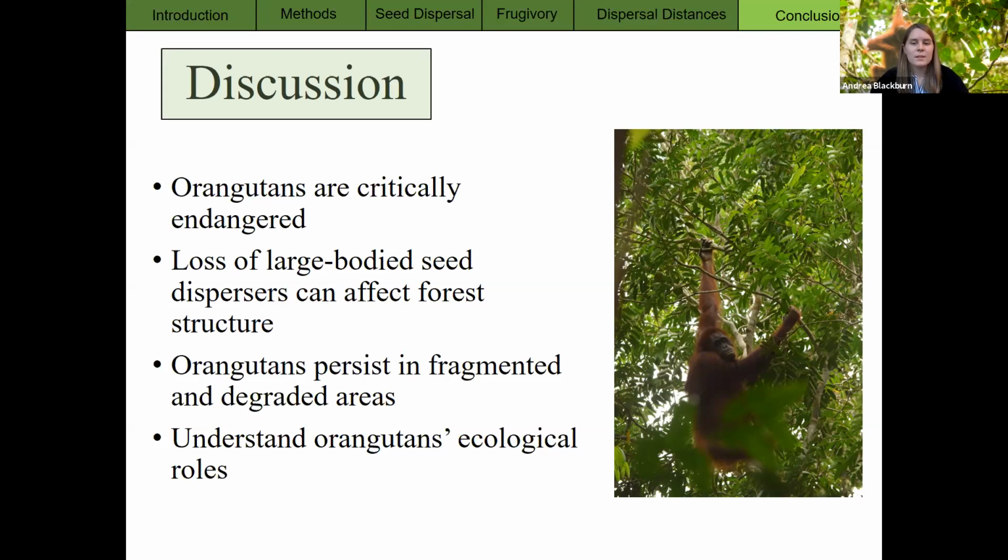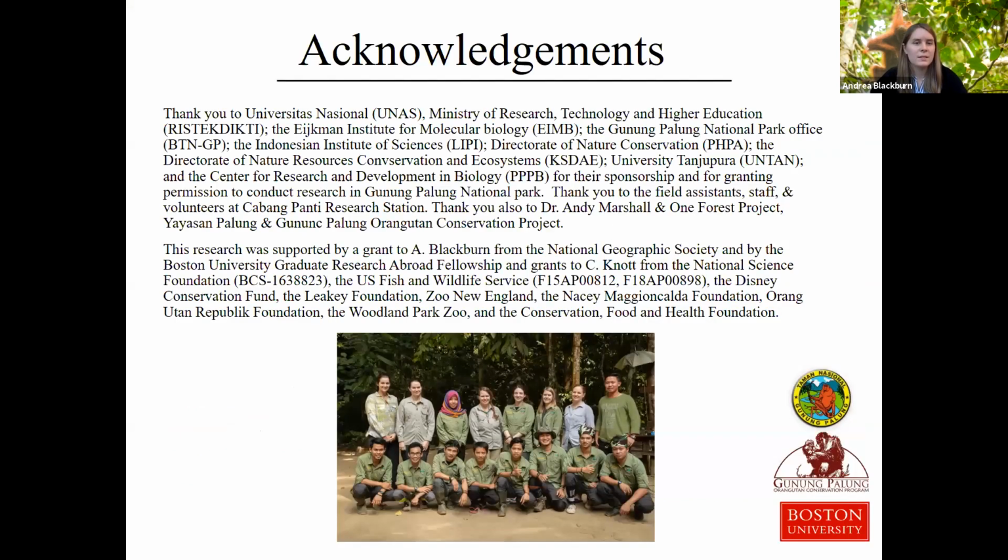It's important to identify orangutans' ecological roles, which would help us to understand the redundancy of their seed dispersal roles within the seed disperser community, and thereby the resilience of their habitats. So thank you so much for listening, and I'd like to acknowledge all of the following, and welcome any questions.